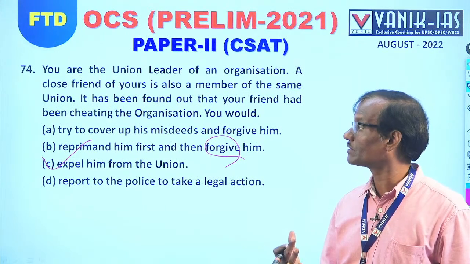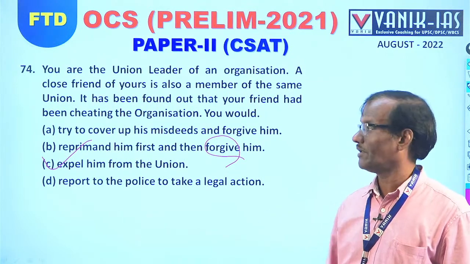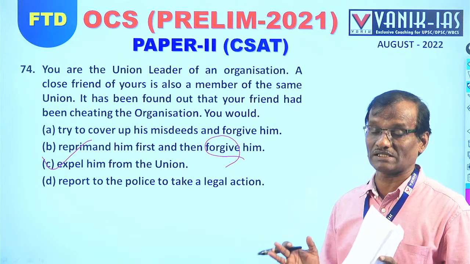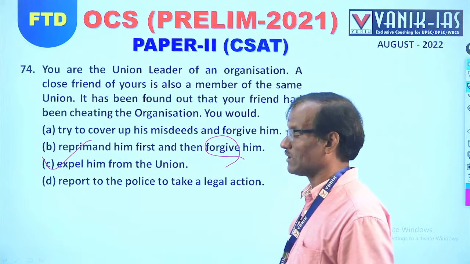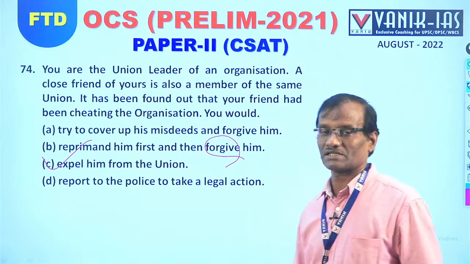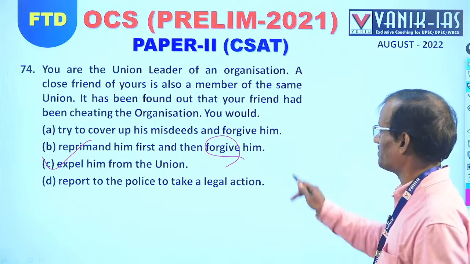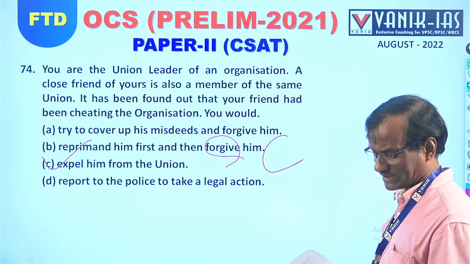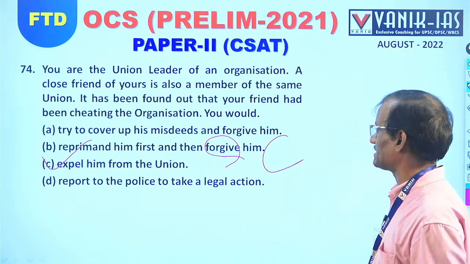And your image or your ability as a leader will grow, and you will be accepted more as a leader by people, and people will appreciate your talent of leadership, ability of leadership. That is 74. So the answer will be C. Okay, so the answer is there. Yes, the answer is 74, answer is C. Then we shall see 75.